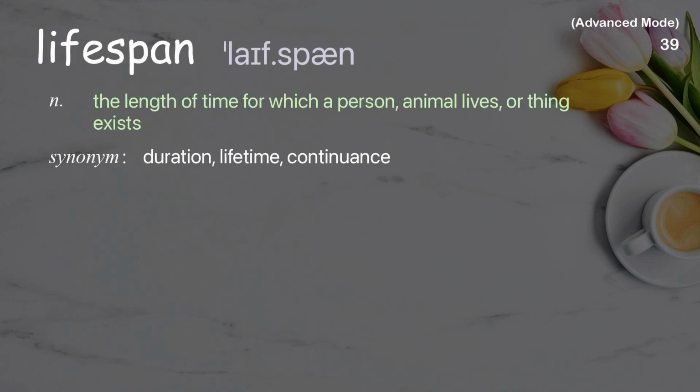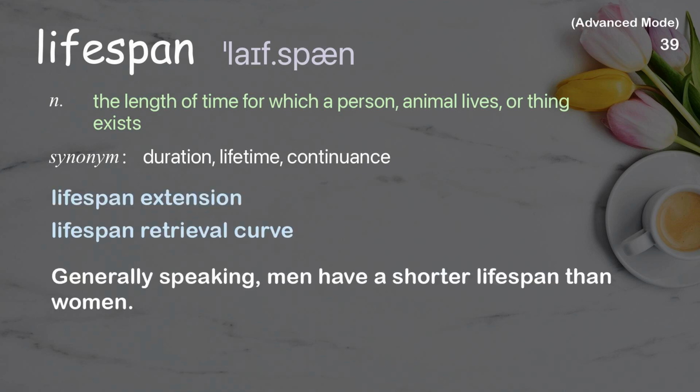Lifespan. The length of time for which a person, animal lives, or thing exists. Examples: Lifespan extension, lifespan retrieval curve. Generally speaking, men have a shorter lifespan than women.